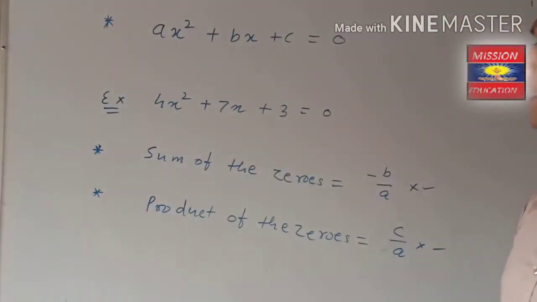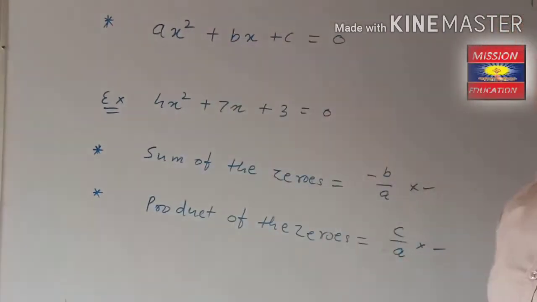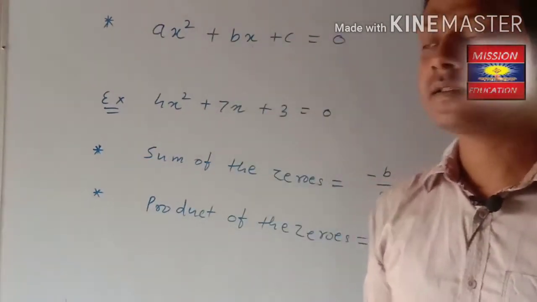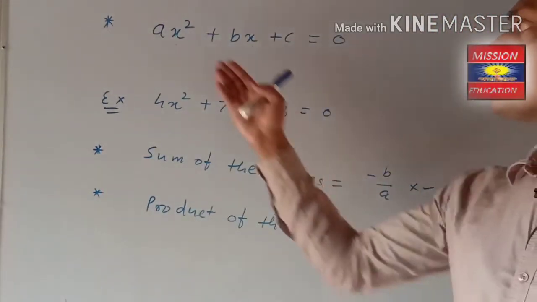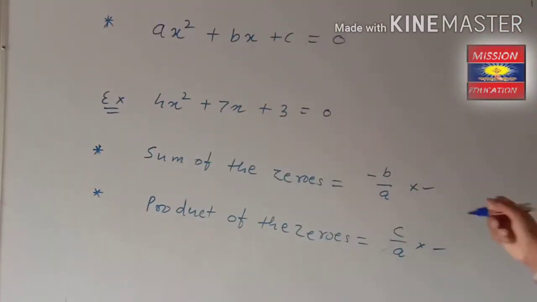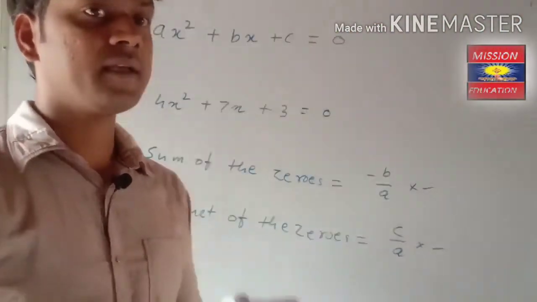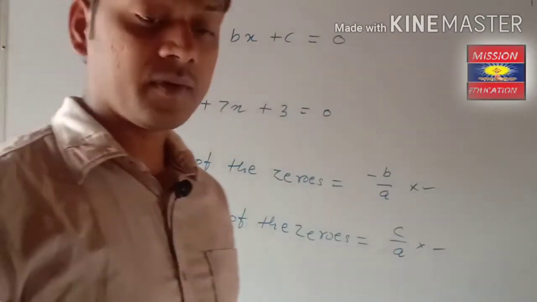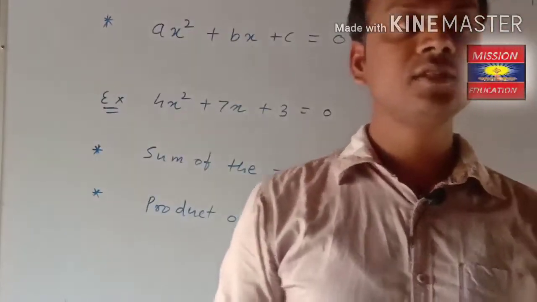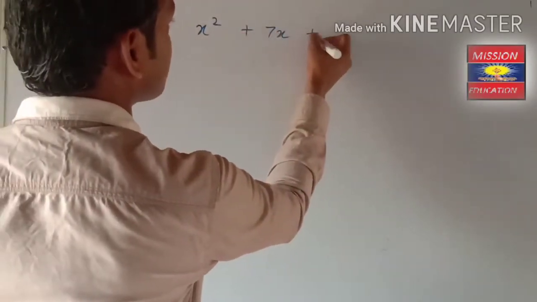It is your formula to find out the sum of the zeros and product of the zeros. We can compare what is b and what is a from our standard equation ax square plus bx plus c. b is the coefficient of x, a is the coefficient of x square, c is a constant value. So by the help of this formula we can calculate the sum of the zeros and product of the zeros. Plus 7x plus 12 equal to 0.